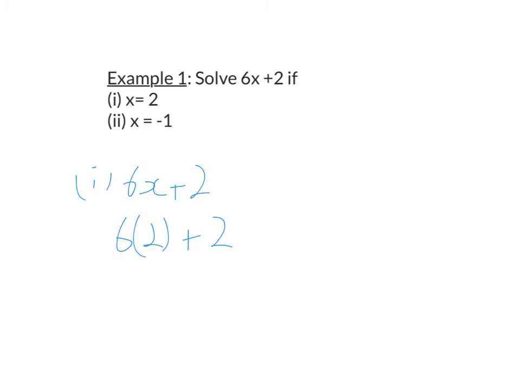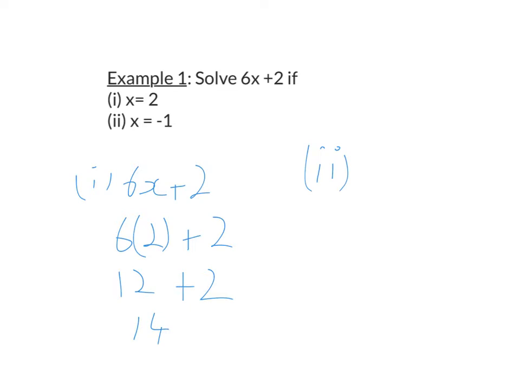If we look at this, we've got multiplication with our 6 and 2. We've got some addition here as well. BIMDIS tells us that we should do our multiplication first. So 6 multiplied by 2 gives us 12. We'll keep 2 the same. Then 12 plus 2 gives us 14. So when x is equal to 2, 6x plus 2 gives us 14.